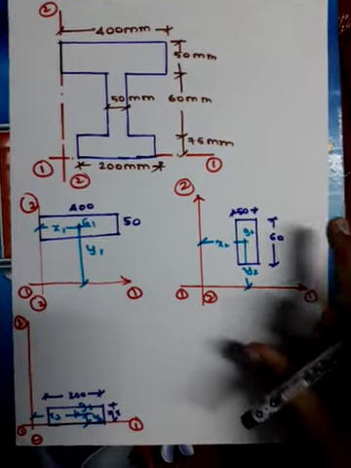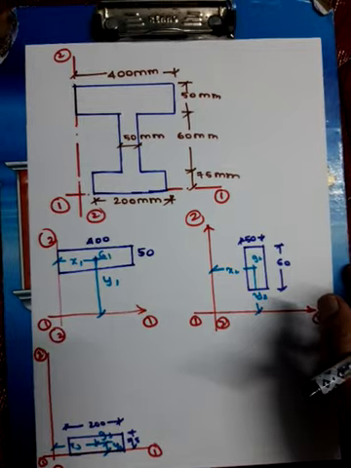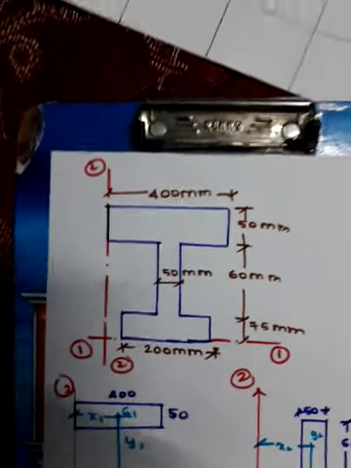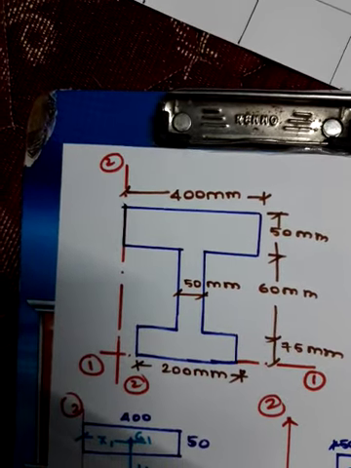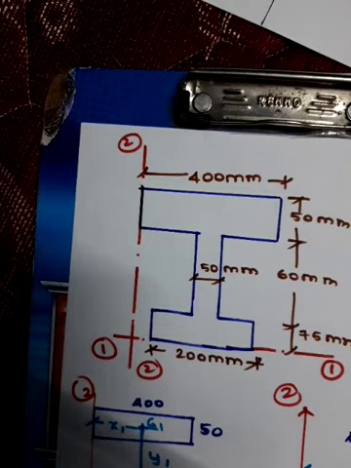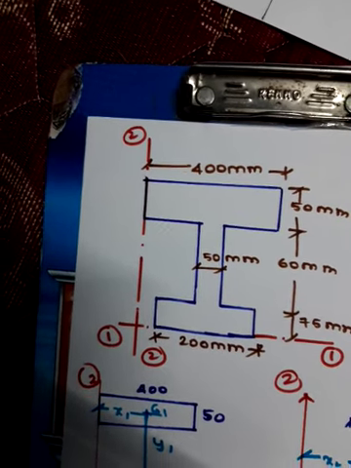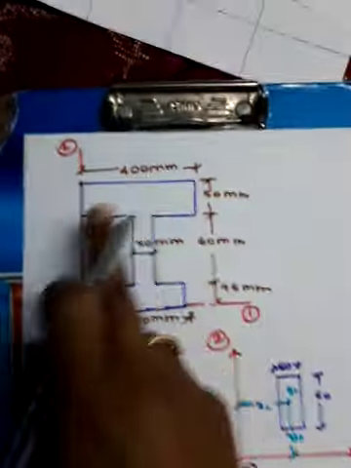Hello everyone. In this class we are going to learn how to calculate the moment of inertia about a particular axis. This is the given problem. We have to calculate the moment of inertia along the horizontal axis which passes through the center of the section. You can see they have given you all the dimensions here.